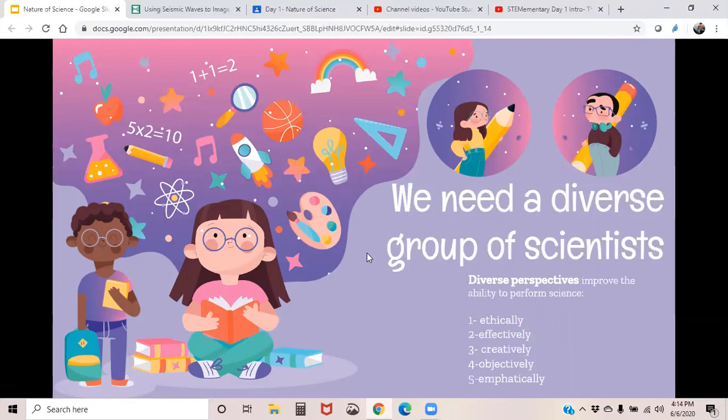Four, it could be more objectively done because we can have our different expertise levels that can be used for peer review and to improve our conclusions that we make on our observed phenomenon. And then number five, empathically, right? We do science also for each other. And so the more perspectives that we have, the more empathic that we can be for other people.